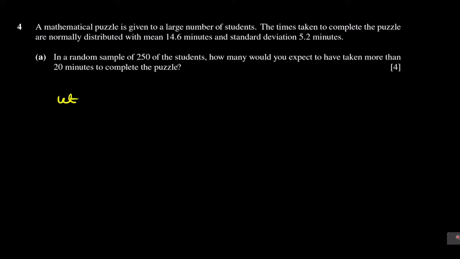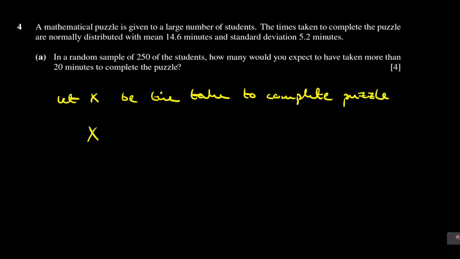Let X be the time taken to complete the puzzle. Sorry about the handwriting. And so therefore what we're saying is that X is normally distributed with a mean of 14.6 and a standard deviation of 5.2, so variance 5.2 squared, okay? I know it seems a little bit tedious to write this out, but it is good practice to define what your variable is and to state your distribution like that.